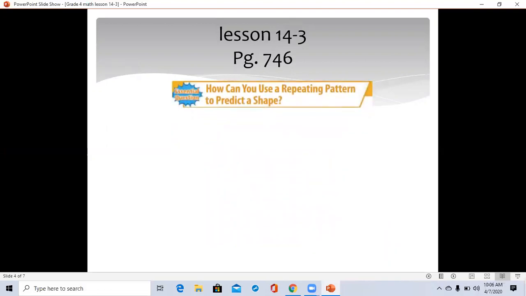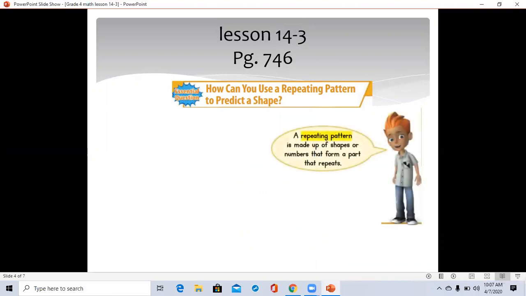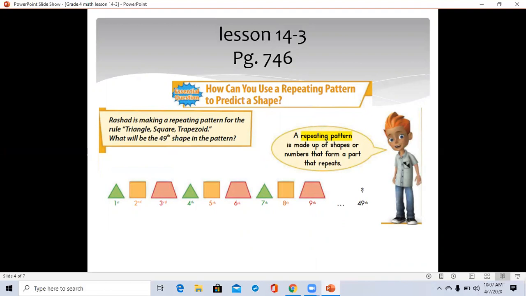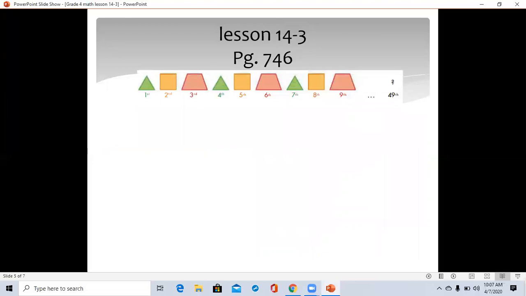How can you use a repeating pattern to predict a shape? A repeating pattern is made up of shapes or numbers that form a part that repeats. Rashad is making a repeating pattern for the rule triangle, square, trapezoid. What is the 49th shape in this pattern? This is actually a bit more difficult because we are working in multiples of 3 and not 2 like the previous one. Let's take a look at that shape.